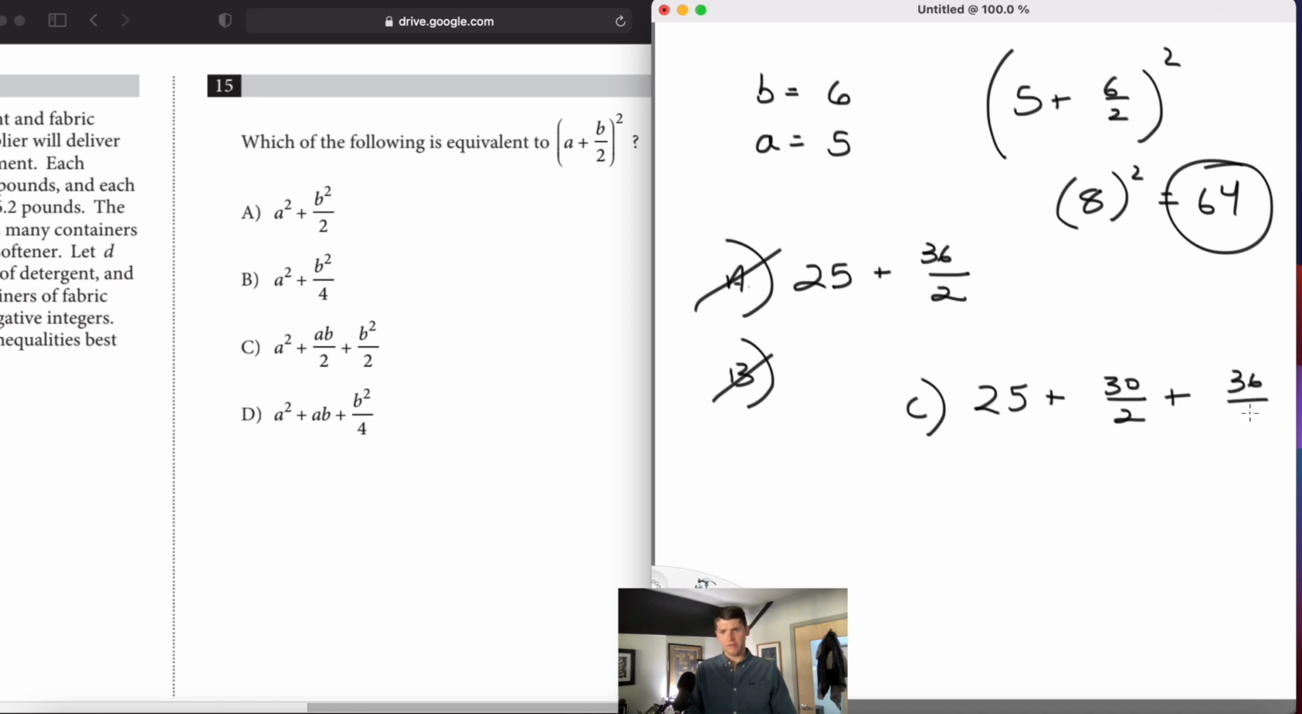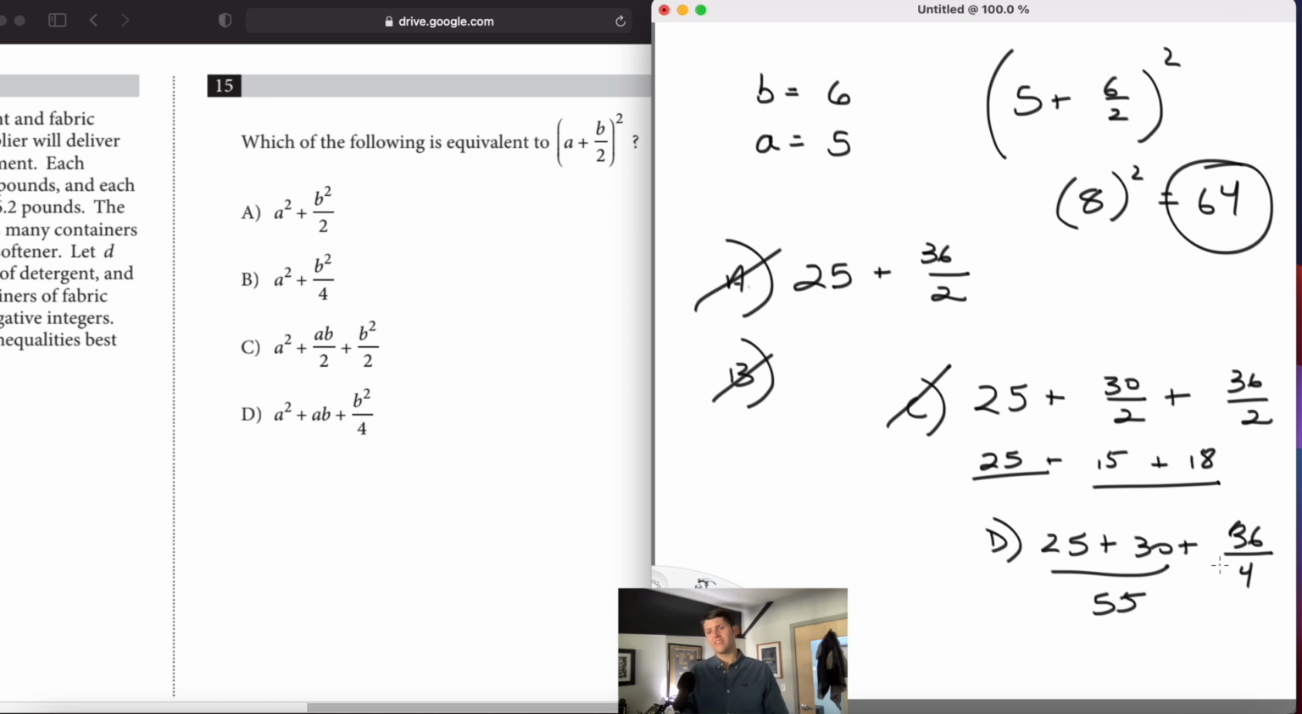Let's see, 25 plus 15 plus 18. No, that's not going to be enough. This is like 33, and 33 and 25 is not going to get us there, so it's answer choice D. And you could try it out. You've already done most of this math in other parts. 25 plus 30 plus 36 over 4. Okay, well, this right here is 55, and then 36 over 4 is 9. So that works. Answer choice is D.